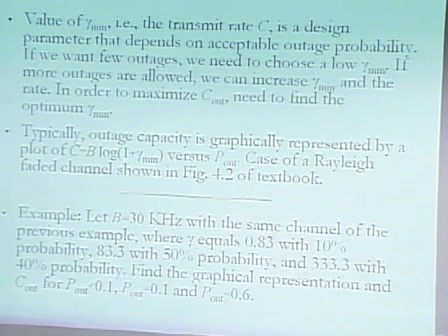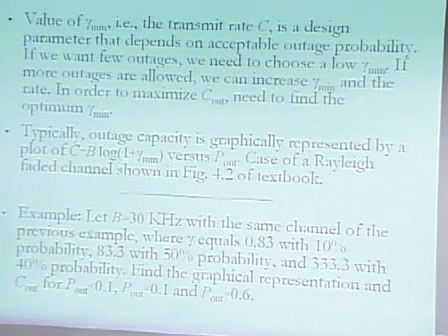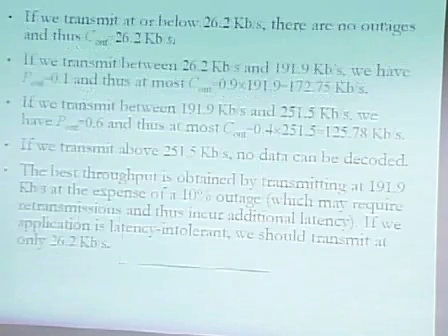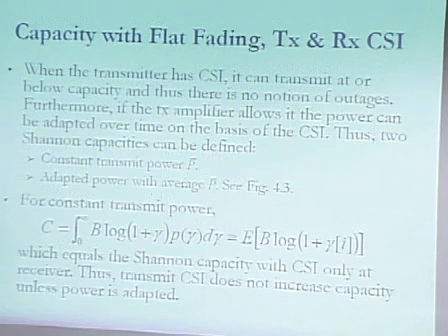We saw that the typical graphical representation of the outage capacity is by means of a plot representing this chosen rate, B times log of 1 plus gamma min, as a function of the outage probability. And there are a number of those plots in the textbook, such as Figure 4.2 for the case of Rayleigh fading. Okay, we went through another example here with a lot of detail. So that's about it for the case of receiver CSI.